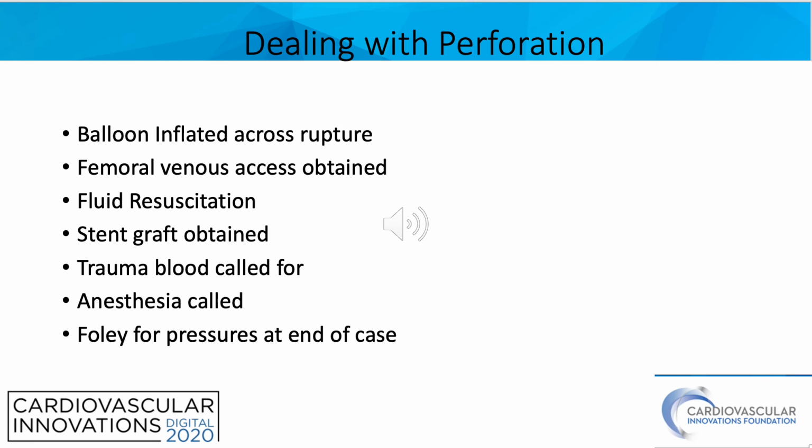Stent grafts were already in the room, and we opened up that to be able to take care of this. Trauma blood was called for because you just don't want to get behind the 8-ball. Anesthesia was called as the patient was significantly hypotensive. And at the end of the case, we anticipated the need for a Foley to look at the pressures at the end of the case, because you can get compartment syndrome intra-abdominally.